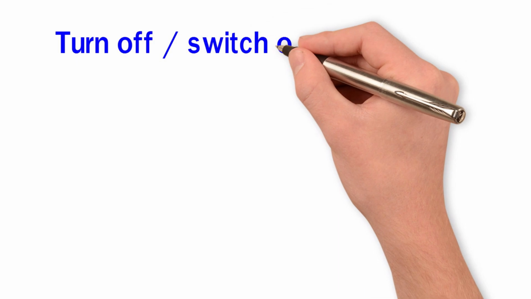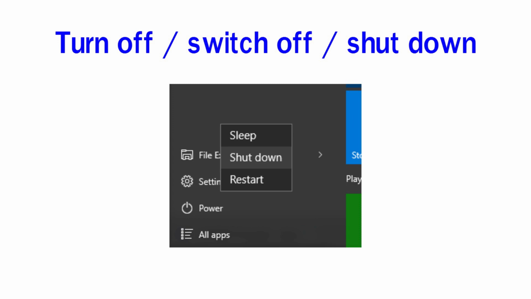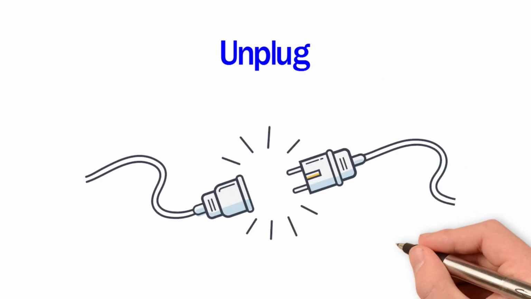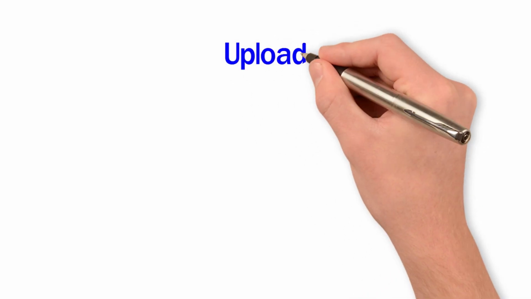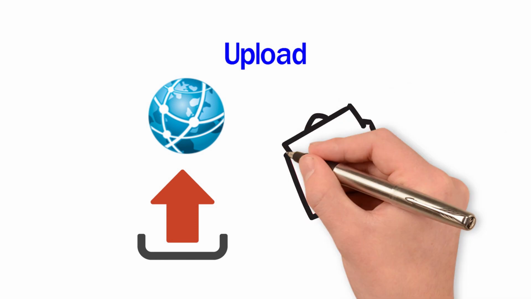Turn off, switch off, shut down. To deactivate the computer when you are finished using it. Plug in. To connect your computer to a power source using the charger. Unplug. To disconnect your computer from a power source. Upload. To copy a document from your computer to the internet, such as email attachments.